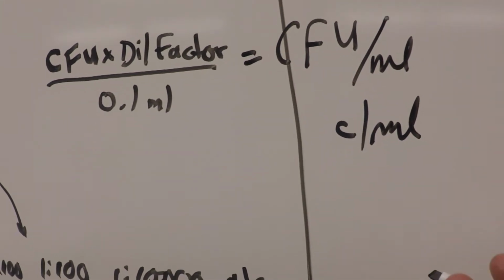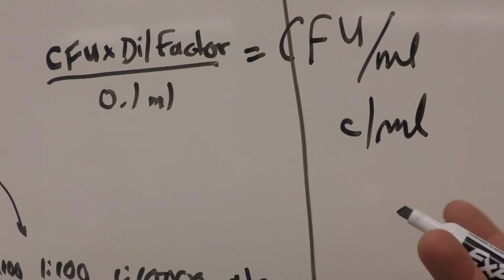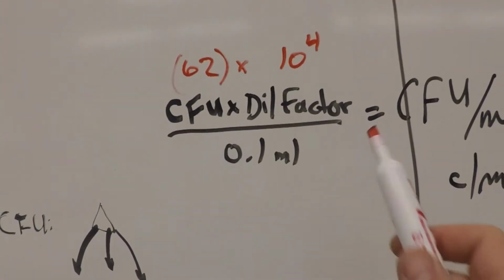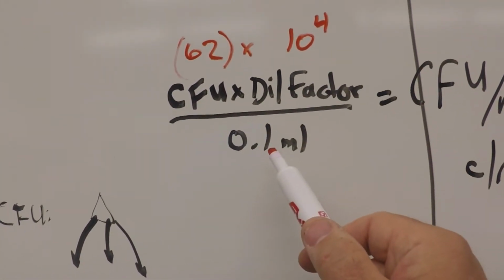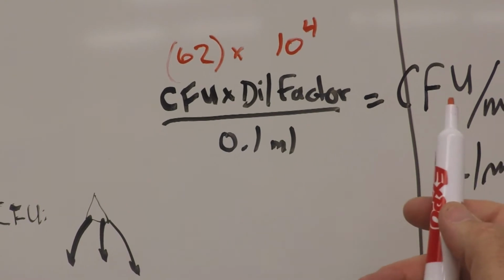Because remember, a CFU, we're saying a colony is the same as, started out as one cell. So all you do is multiply 62 times 10 to the 4th divided by 0.1. And that would give you your cells per mil.